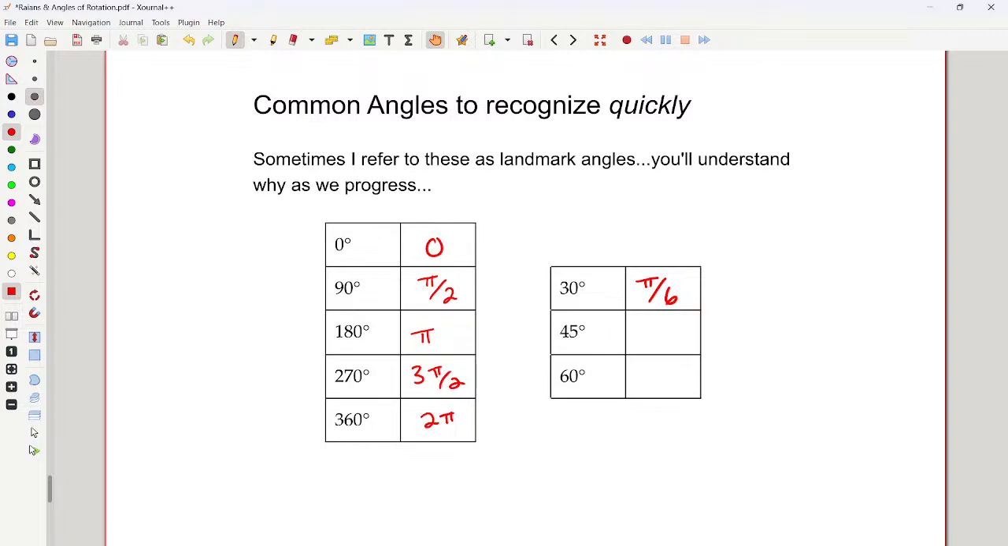180 is pi. What would I do to 180 to get to 45? Here's what I would do. I would divide it by 2 to get to 90. So I would divide it by 4 to get to 45, pi over 4. And if dividing by 6 makes 30, if I divide by 3, it'll make the 60.